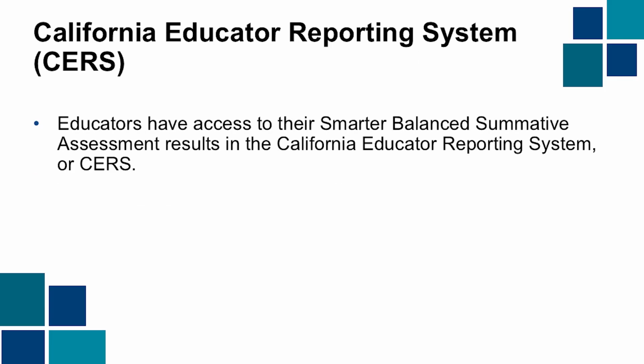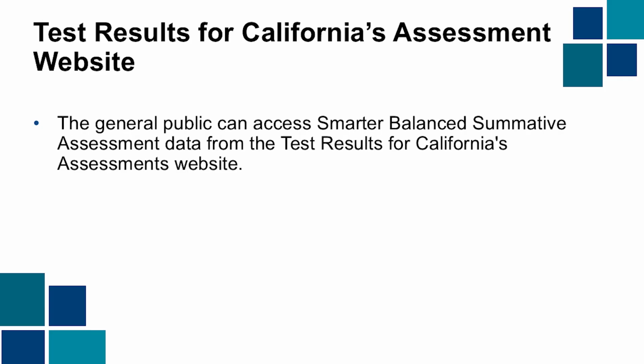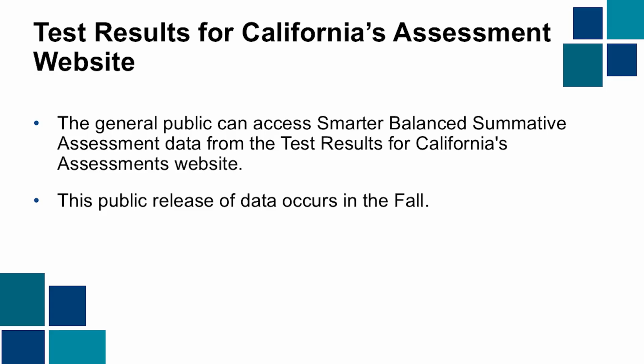Educators have access to their Smarter Balanced Summative Assessment results in the California Educator Reporting System, or SERS. SERS allows educators to analyze student assessment performance prior to the public release of all results, which occurs in the fall. The general public can access Smarter Balanced Summative Assessment data from the California Department of Education's Test Results for California's Assessments website. The public release of data occurs in the fall. Since these results are public, they are aggregate results, and no specific student scores are available.